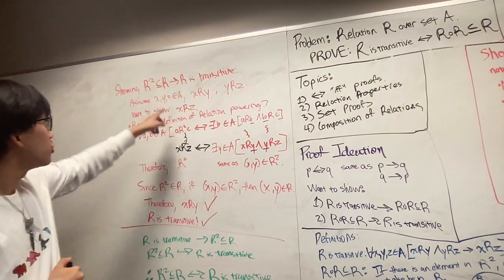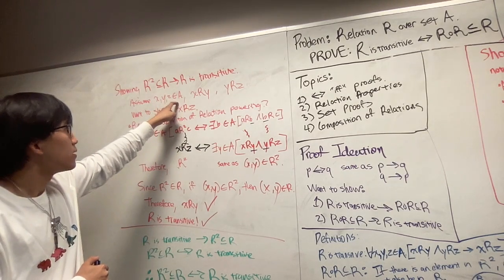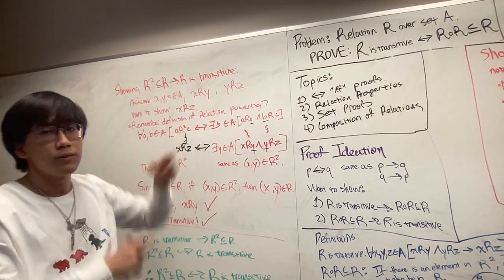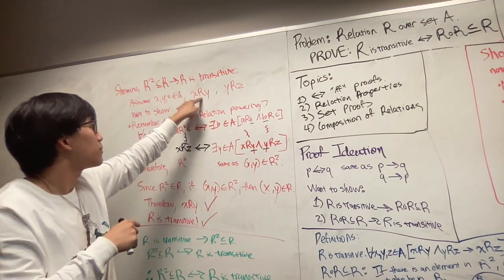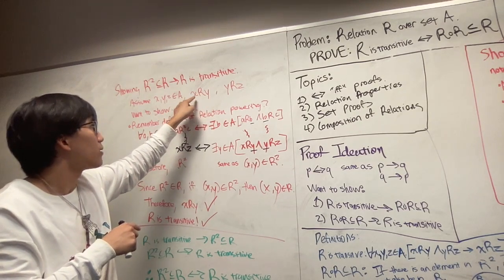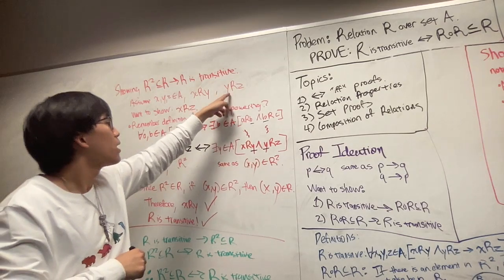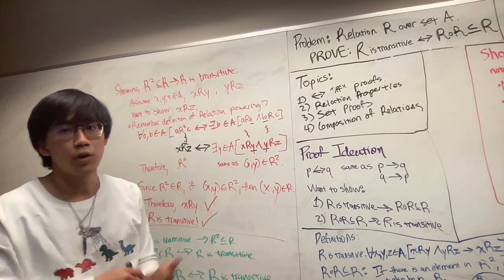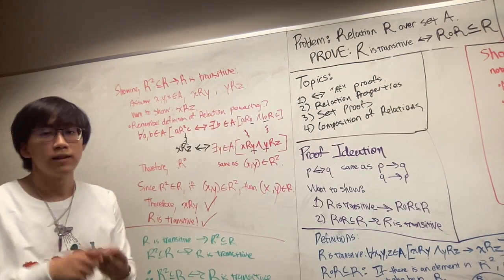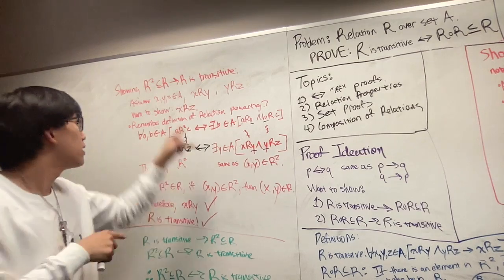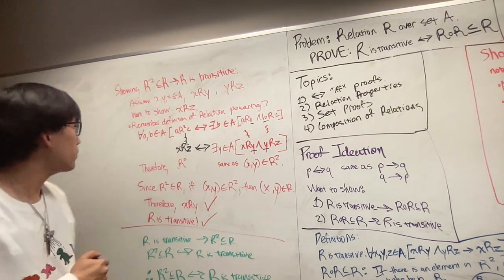Cool. So we're going to assume x, y, and z inside of set A, and we're going to assume that the first thing maps to the second, so x R y, and the second thing maps to the third, so y R z. And we want to show that the first thing maps to the third, so that x R z.